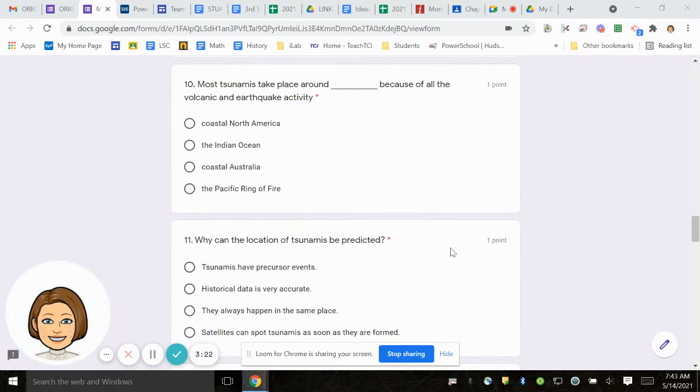Number 10. Most tsunamis take place around blank because of all the volcanic and earthquake activity. Coastal North America, the Indian Ocean, coastal Australia, the Pacific Ring of Fire. Number 11. Why can the location of tsunamis be predicted? Tsunamis have precursor events. Historical data is very accurate. They always happen in the same place. Satellites can spot tsunamis as soon as they are formed.